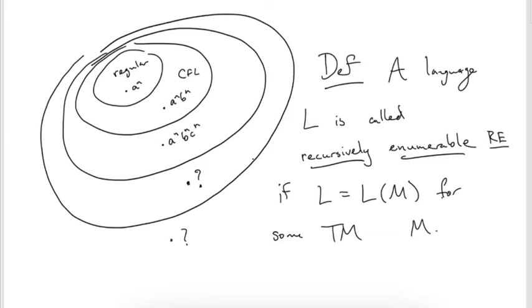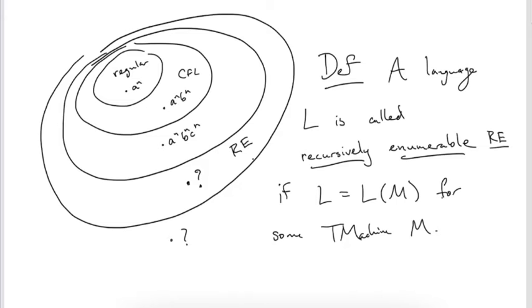For some Turing machine M, if L is the language accepted by the Turing machine, then it's called recursively enumerable, all right? RE means that you can make a Turing machine which accepts this particular language. And on the diagram, that's actually this category right here, the REs.